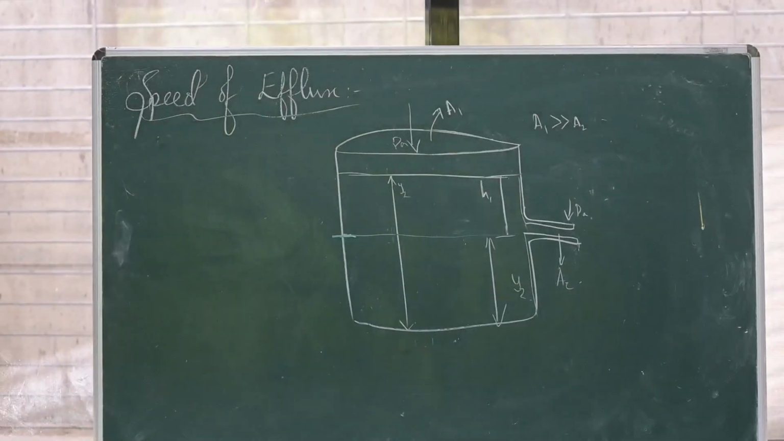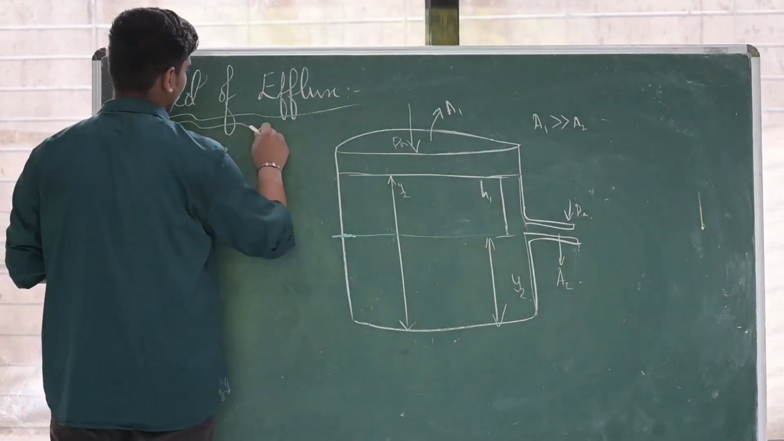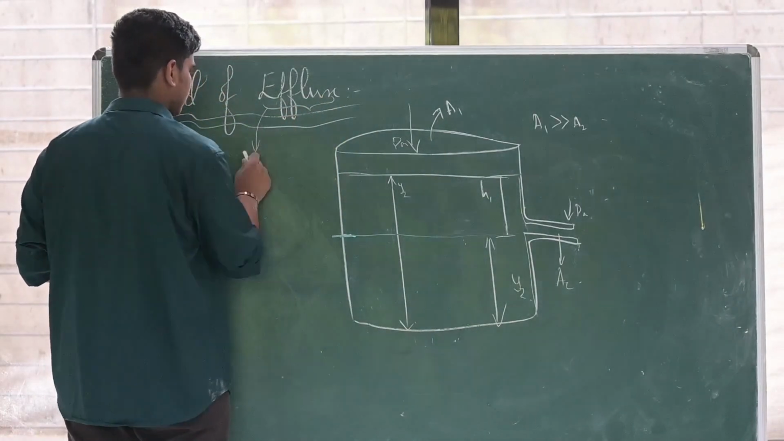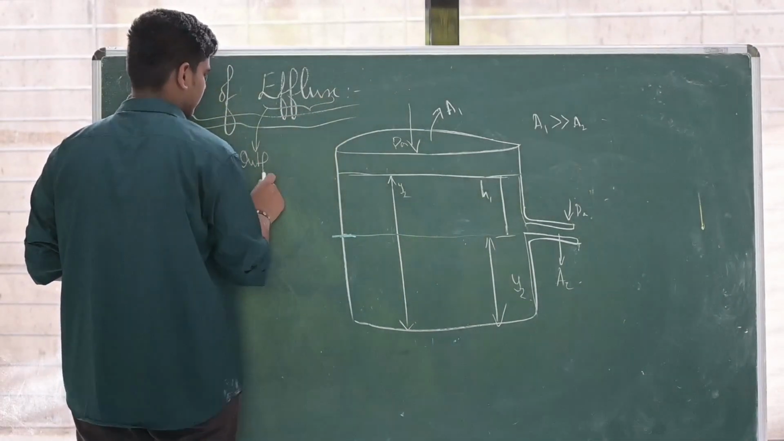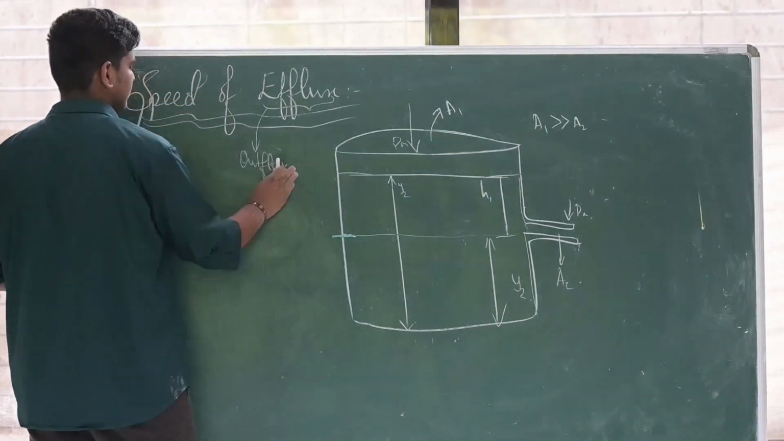Okay? Let us look at application of Bernoulli's theorem. Now, speed of efflux. What is efflux? Efflux means outflow. Okay? A fluid is moving out, right? So the speed of the fluid which is moving out.